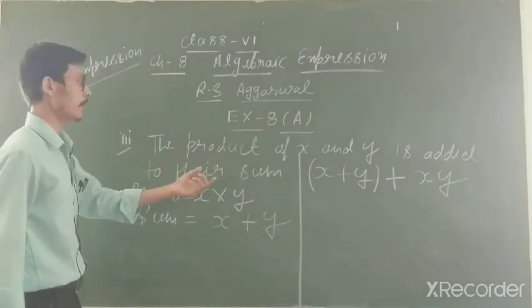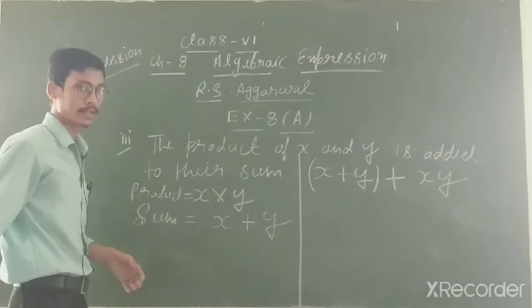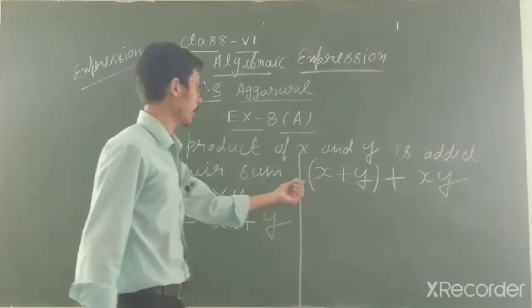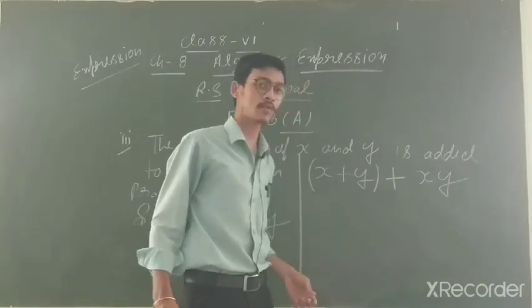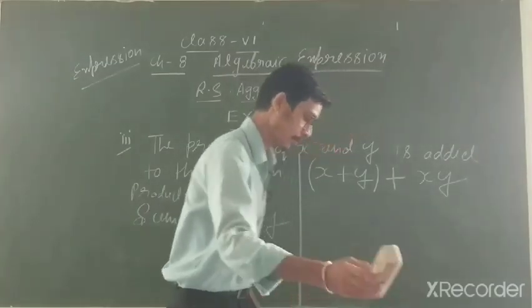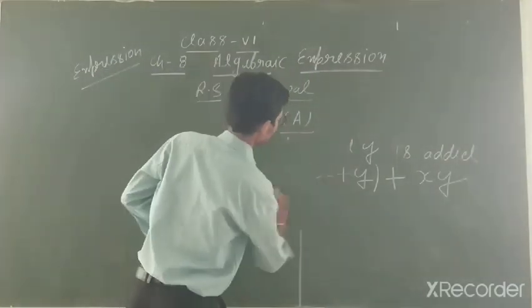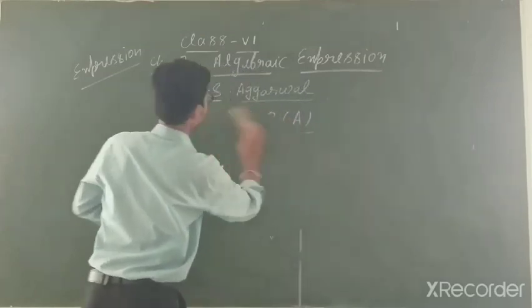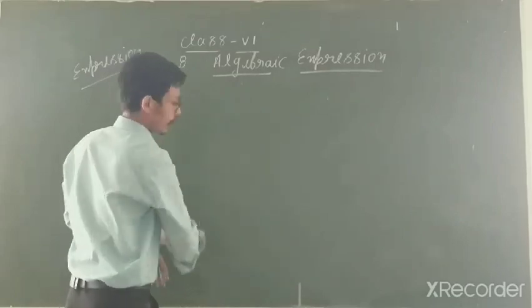The product of x and y is added to their sum. Their product x into y, xy. Sum is x plus y, and the expression is x plus y plus xy. Yani sum and product. Clear, student? I think this is clear. Now move to the next question. So our next question is given, student.